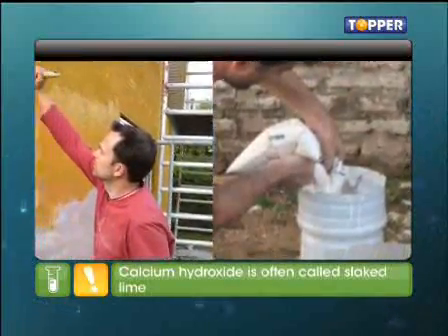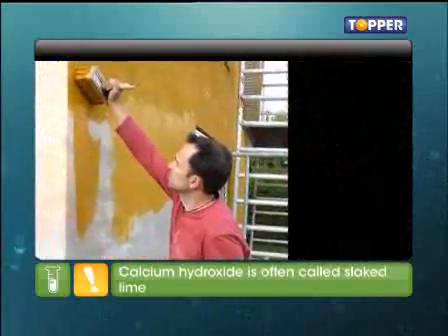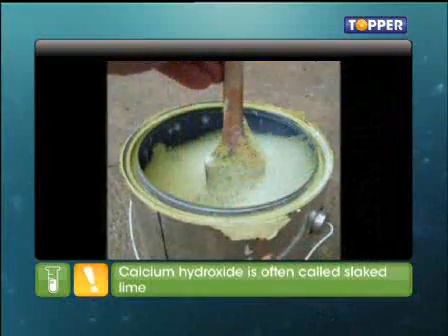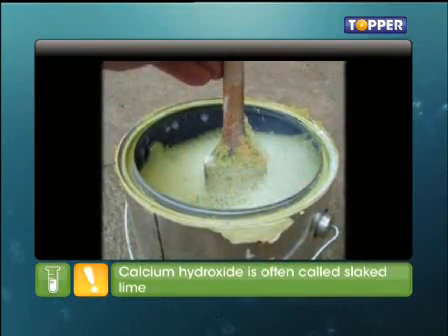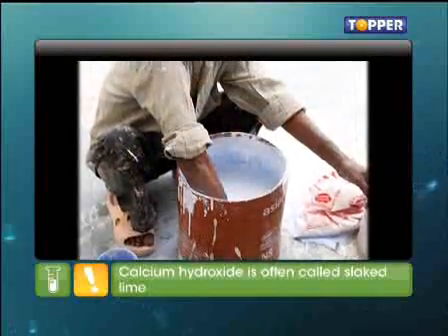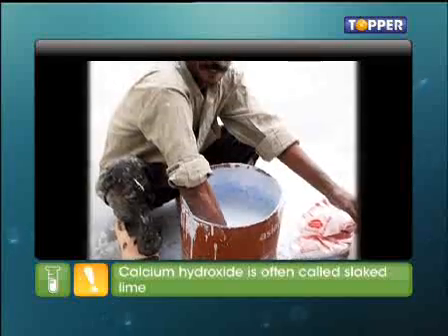Addition of water breaks these lumps. This process is called slaking of lime. Hence, the resulting solution obtained by adding water to lime is called slaked lime. It is this solution that is used for whitewashing.